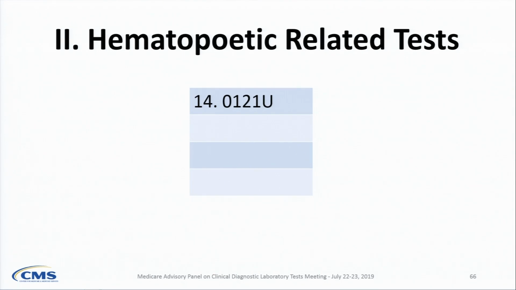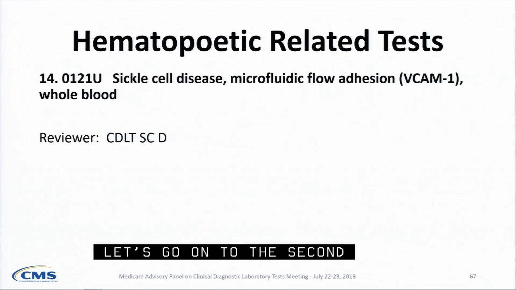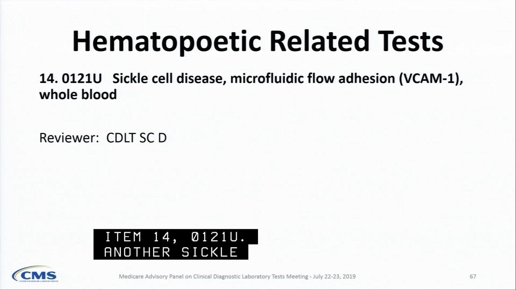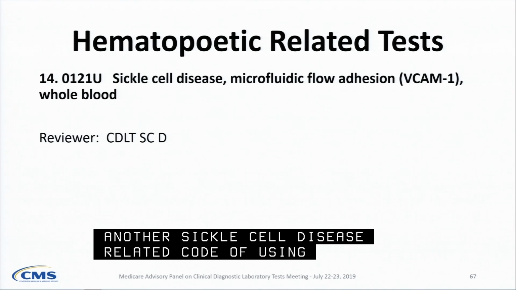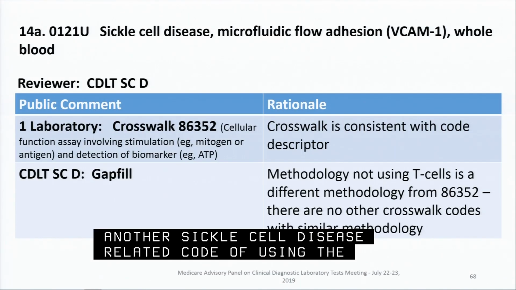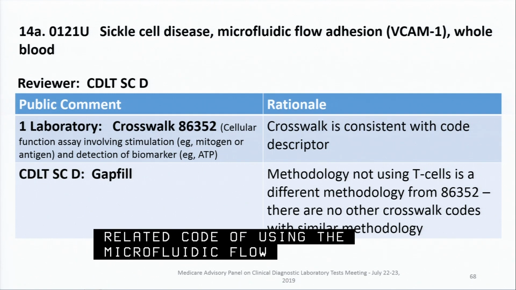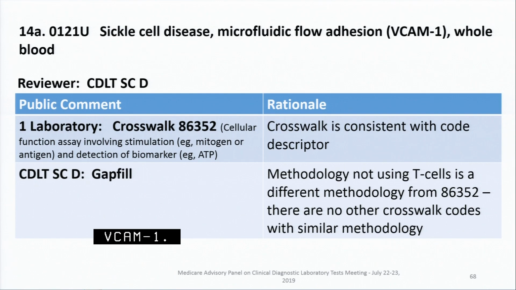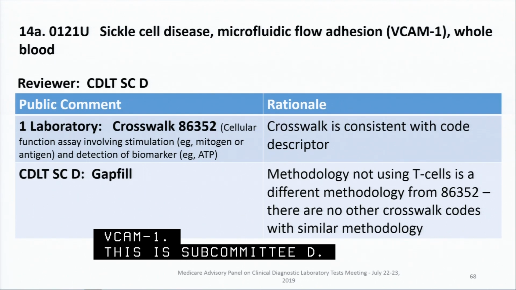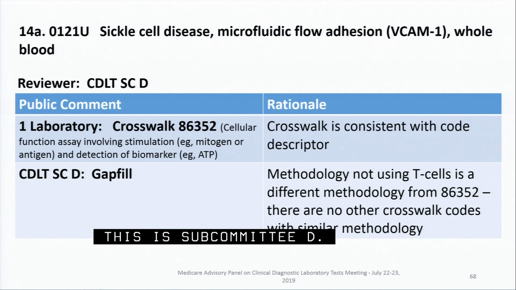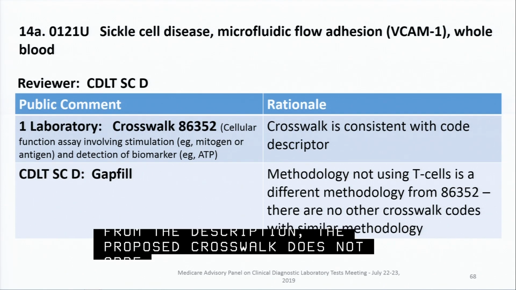Okay, so let's go on to the second code in the hematopoietic related test, item 14, 0121U, and another sickle cell disease related code, using the microfluidic flow adhesion VCAM1 to whole blood. And this is with Subcommittee D, as in dog. And I'm going to turn that over to Subcommittee D, and I believe it's Dr. Hamilton. All right. This one is a bit difficult to deal with. It's a microfluidic assay, and from the description, the proposed crosswalk does not appear to be appropriate. So we recommend a gap fill, a different methodology.